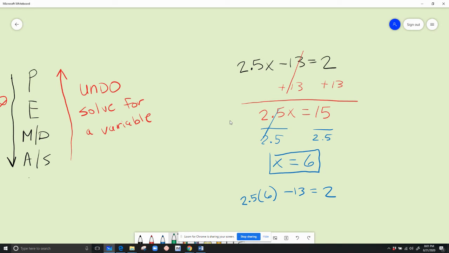Now I multiply these. 2.5 times 6, well, it's got to be 15. And 15 minus 13 equals 2. Is that true? 15 minus 13 is 2. Does 2 equal 2? Indeed it does. So we know we got it right.